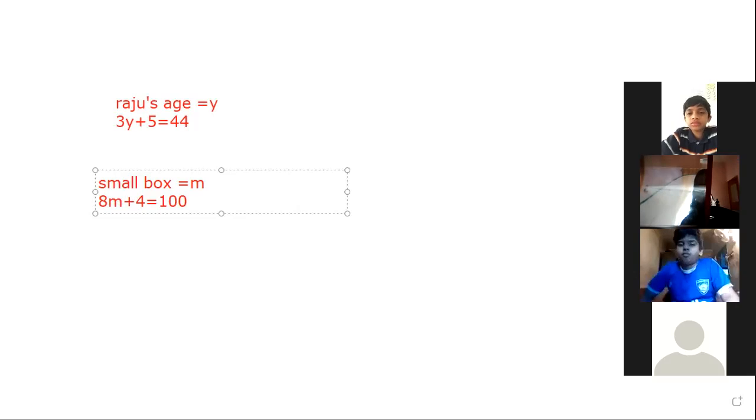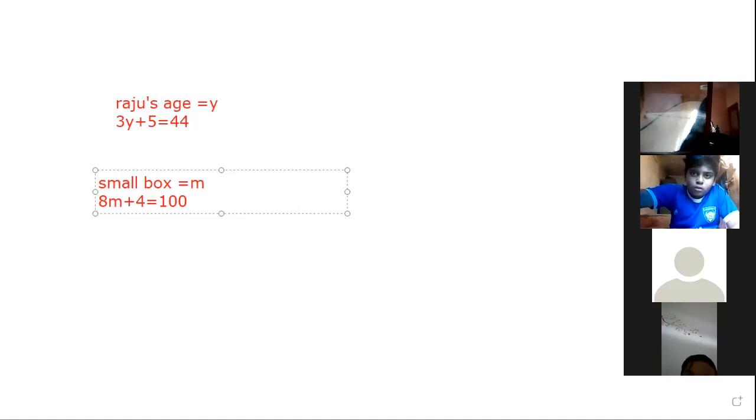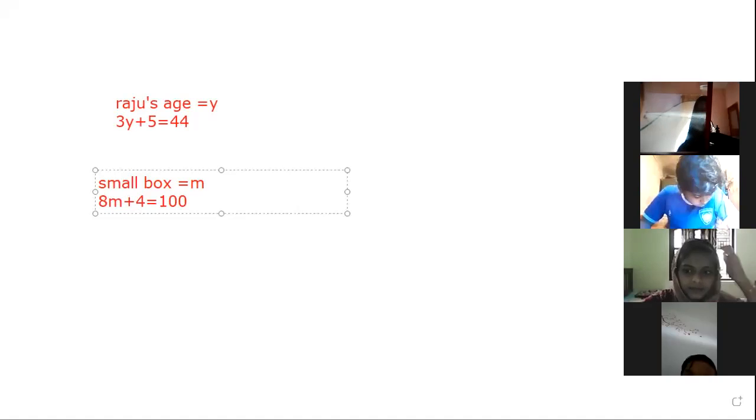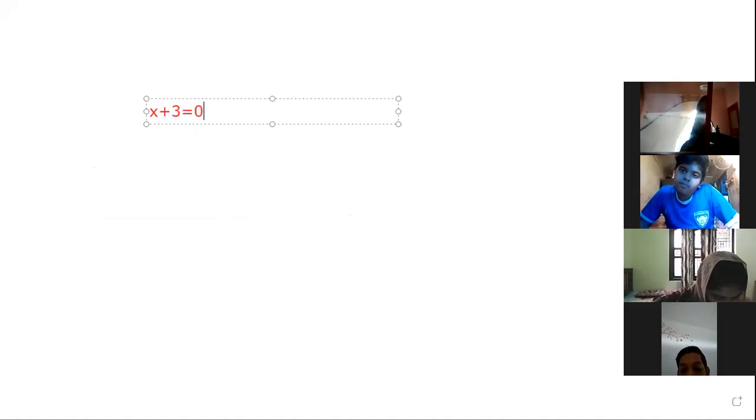And after that, you can see here is exercise 4.1 given for you. Complete the last column of the table. Look at the first example here. It is an example given for you, that is x plus 3 is equal to 0.